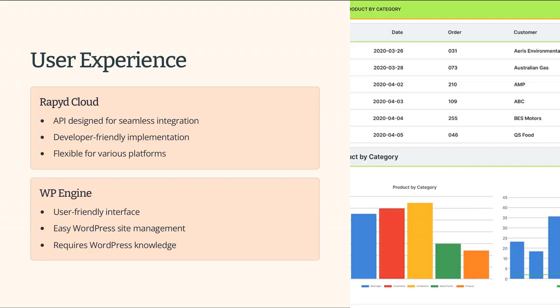When it comes to integrations, Rapyd Cloud allows integration with various platforms and systems through its API, providing flexibility. WP Engine, being a WordPress-specific platform, integrates excellently with WordPress and its plugins, but may not offer the same level of compatibility with non-WordPress systems. The choice between the two would depend on your specific integration needs.